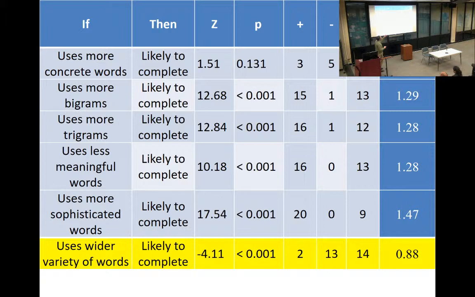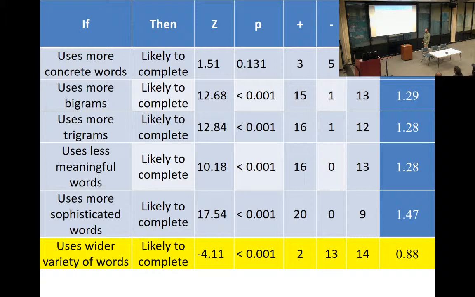For example, using more concrete words, that was the original finding from Crossley in a MOOC on data science, but you can see that that really doesn't hold very well, right? It's a plus in 3, a minus in 5, a null in 21. There's really no story there. Now, what we want to look at going forward is what's different about those 3 than those 5? And that's the kind of thing we can do.